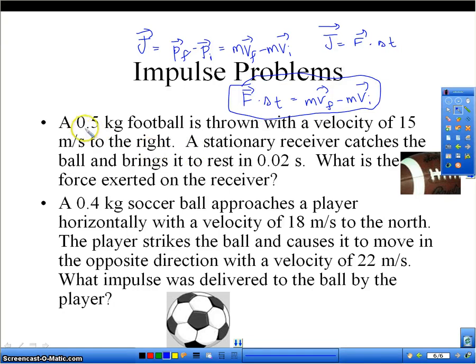So when you read the problems, you have to look: here's a mass, there's 15 meters per second as an initial velocity, it's being thrown. He catches it and brings it to rest, so there's your v final, and then there's a time, and they want to know the force. So you can use this big formula right here to plug in and solve for that. And here's another similar situation where they give you information. Just make sure that you keep in mind that one of these velocities is to the north, and the other is in the opposite direction, so that would be to the south. So you need to make that one negative when you plug it in.